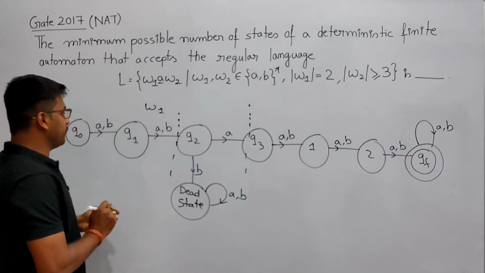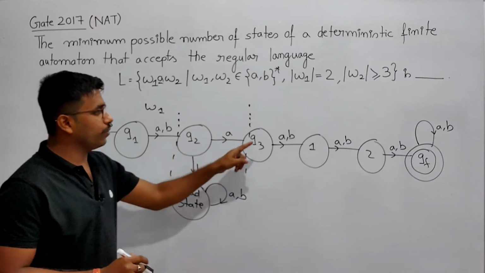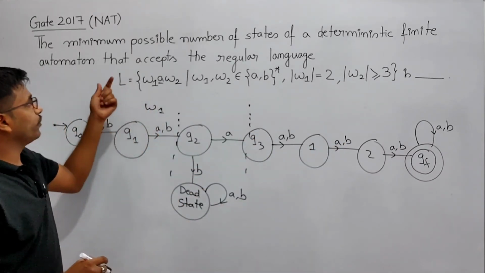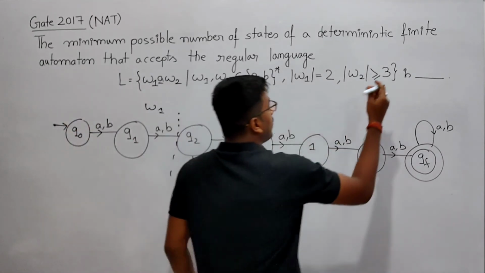Now see how many states we are having: 1, 2, 3, 4, 5, 6, 7, 8. So for this question we require 8 states.